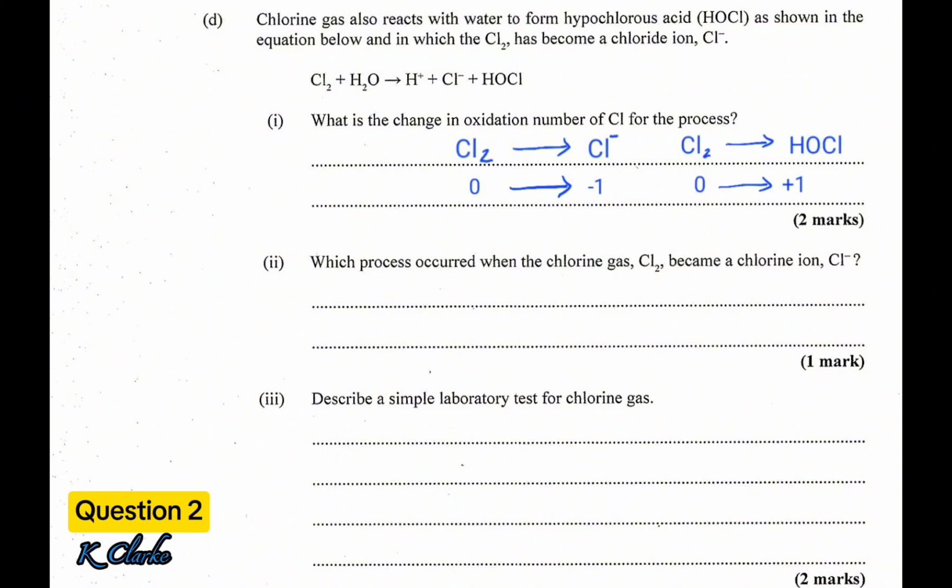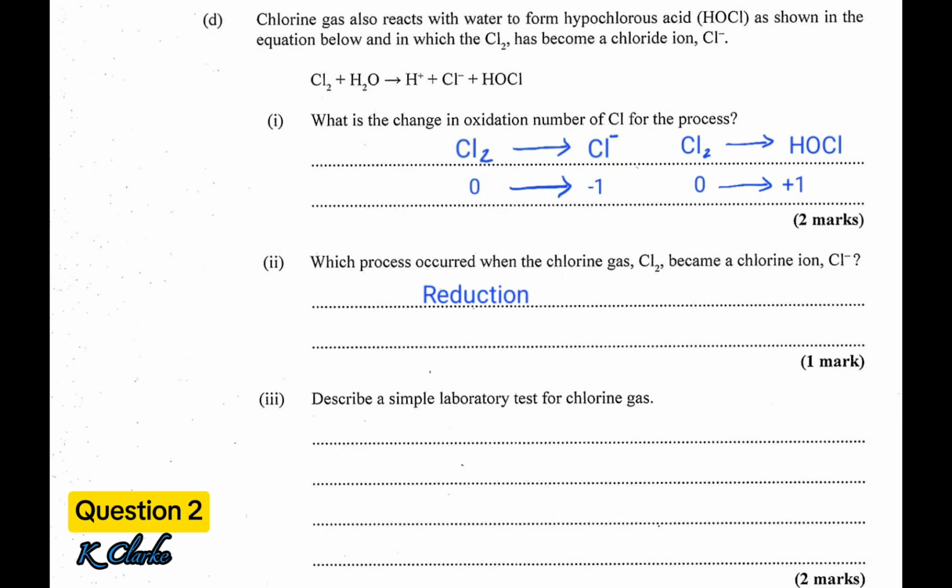Chlorine gas to hypochlorous acid. Now the chlorine gas oxidation number is 0, while in the hypochlorous acid, chlorine is +1. It is +1 because hydrogen has a +1 oxidation number, oxygen has a -2, and the compound must equate to 0. Therefore, chlorine will be +1 in hypochlorous acid.